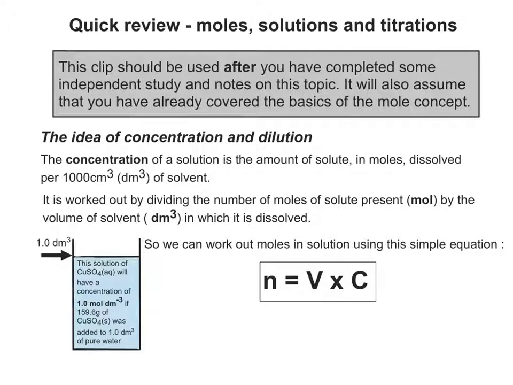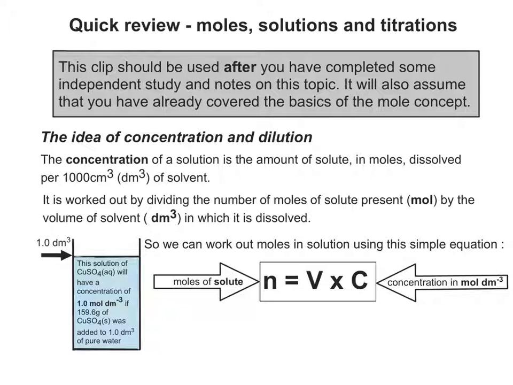So we can work out moles in solution very easily using the equation n equals V times C, where n represents the moles of solute, C equals concentration in moles per decimeter to the minus 3, and V equals volume in decimeters cubed.